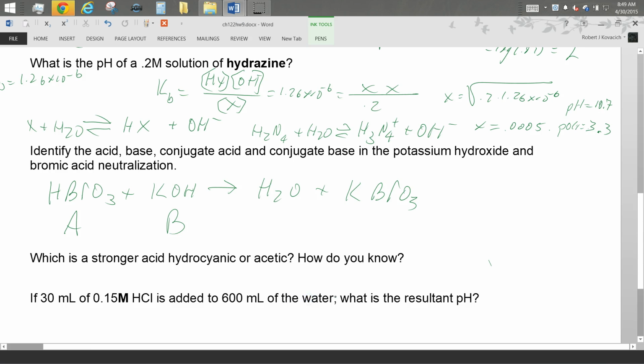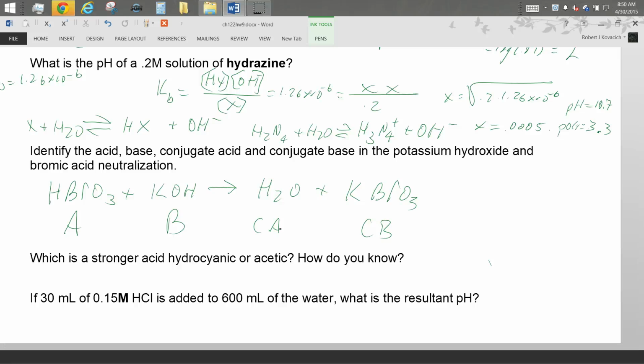What do you get when you mix an acid and a base together? You get a salt and water, right? So here's my salt over here. How do I know that this thing here is a salt? It's a metal and a non-metal, right? Okay. So this is going to be my conjugate base, and this is going to be my conjugate acid. So how do I know that the water is the conjugate acid?